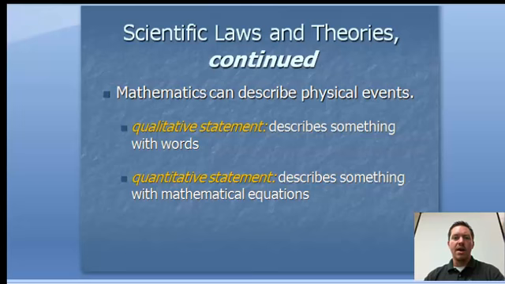Okay, so we have two different terms here. We've got a qualitative statement, which describes something with words. We can describe something as green or orange, so we can describe the color, we can describe the smell. Basically, the way it looks is a qualitative statement. We can also have a quantitative statement, which describes something using mathematics. Say we've traveled 12 meters. You can say, I've got a gallon of milk. Those would be quantitative statements.